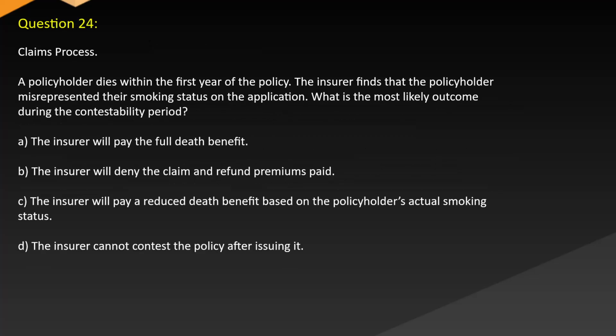Question 24. Claims process. A policyholder dies within the first year of the policy. The insurer finds that the policyholder misrepresented their smoking status on the application. What is the most likely outcome during the contestability period? A. The insurer will pay the full death benefit. B. The insurer will deny the claim and refund premiums paid. C. The insurer will pay a reduced death benefit based on the policyholder's actual smoking status. D. The insurer cannot contest the policy after issuing it.